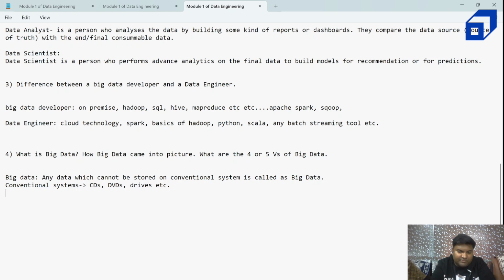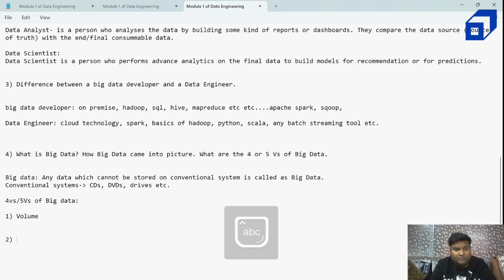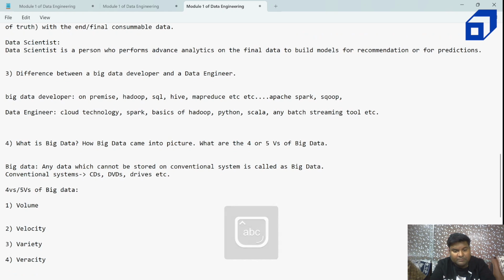Big data came into the picture because of the high usage of the internet. A lot of data got produced, so companies realized, okay, we need to store this data. Now let's talk about the four V's, or five V's, used to classify any data as big data. It recently changed to five V's of big data. We are going to discuss each one of them one by one. Number one, volume. Number two, velocity, variety, veracity, value.